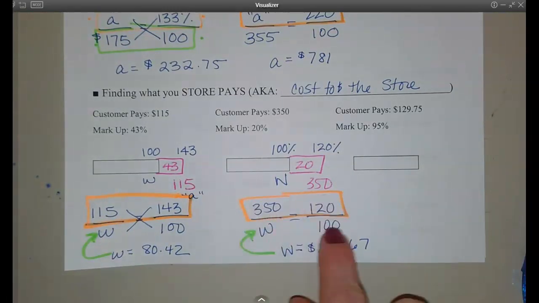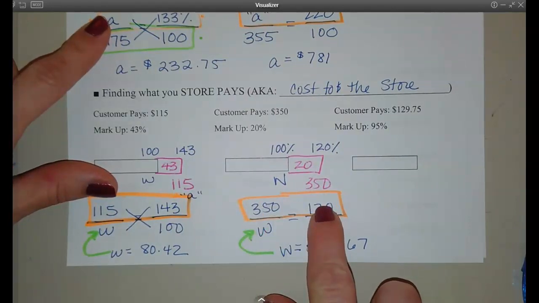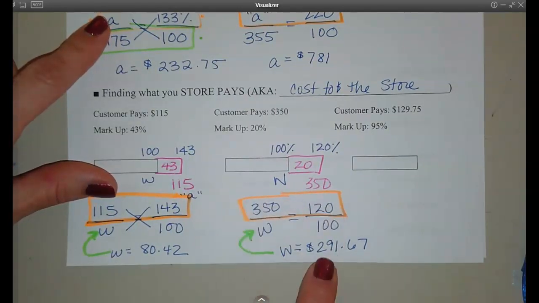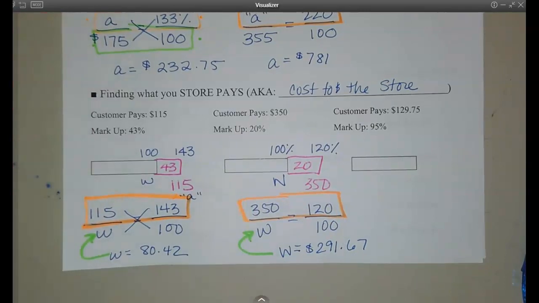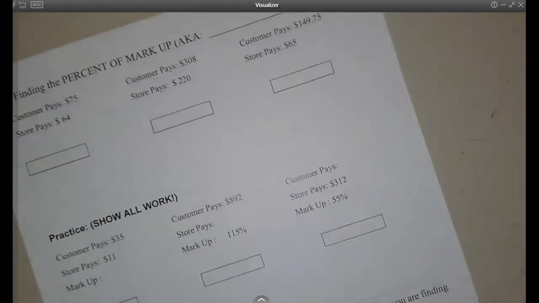Okay, so I finished plugging things in, right? If the customer pays $350 and 120%, those line up together. And I cross-multiplied for W. So again, we're going to skip this one for now. We'll see if we have time to come back to it. Flip it over. And I'm on this one.